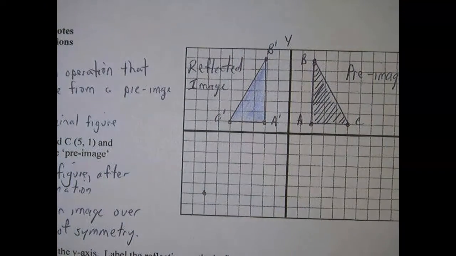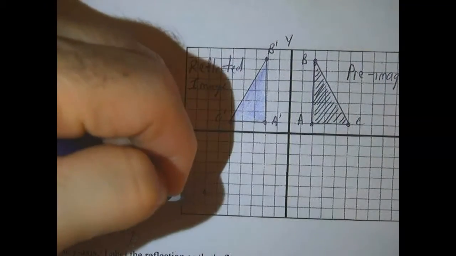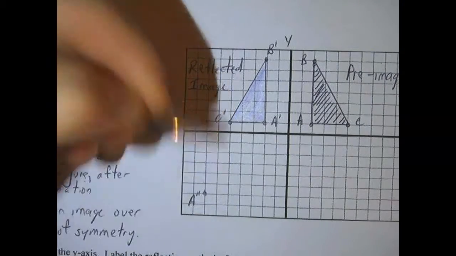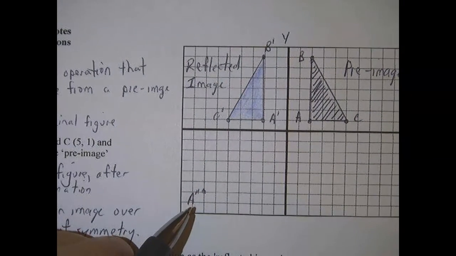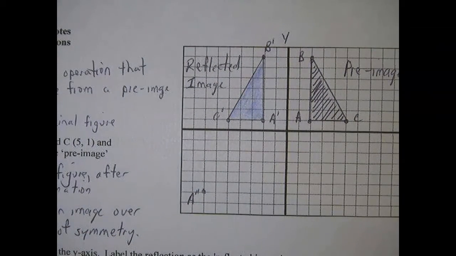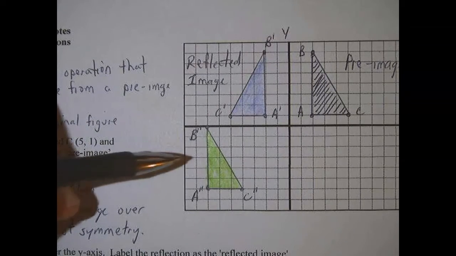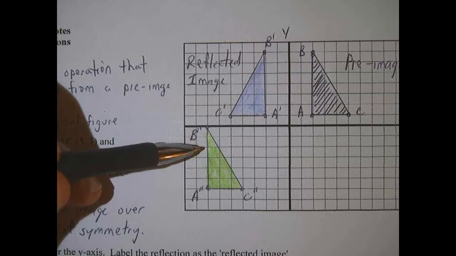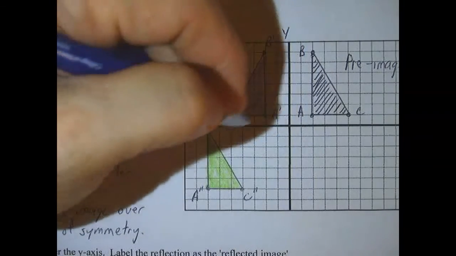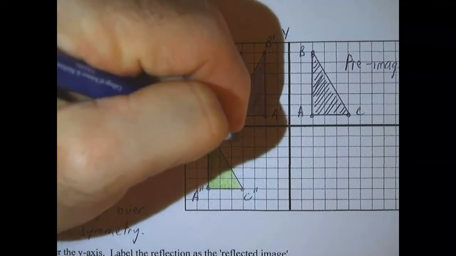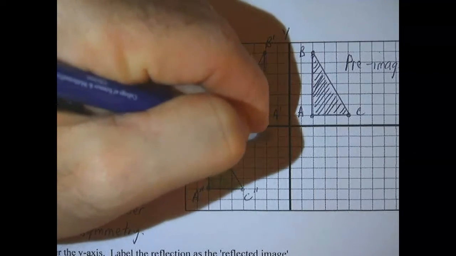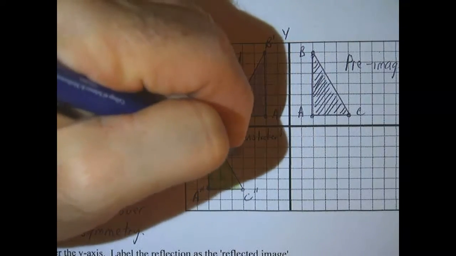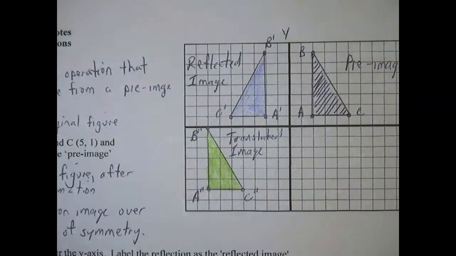I'll call that A double prime. Okay, we can actually put more than one of those tick marks. That's A double prime. Now I'm going to do the same thing with B and C. Okay, so you can now see the translated image. So this is a translated image.